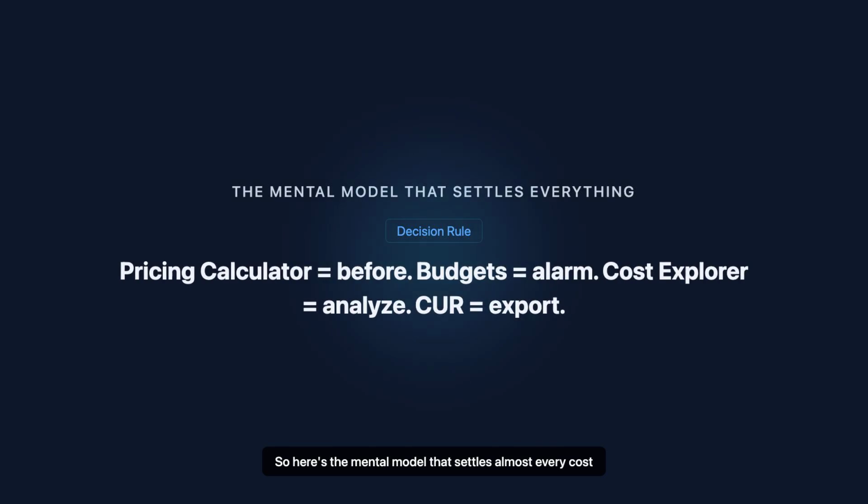So here's the mental model that settles almost every cost question you'll face. Pricing calculator is before. It estimates cost ahead of deployment. Budgets is the alarm. It warns you in flight. Cost Explorer is for analysis. It shows where the money already went. And the Cost and Usage Report is the export, raw line items for finance. Lock those 4 words in: before, alarm, analyze, export. Get that timeline straight, and the rest of this video is just filling in the detail.